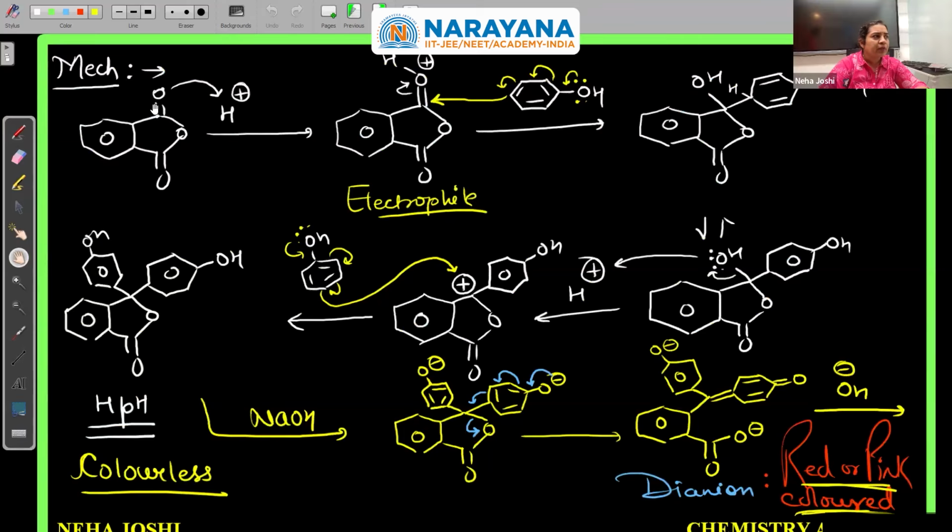See the mechanism. On phthalic anhydride we did protonation. We got this carbocation here. Now it is such a bulky electrophile, so if it attacks phenol, it will go to the para position of phenol, right? This is formed. Okay, so the aromaticity of phenol is back.